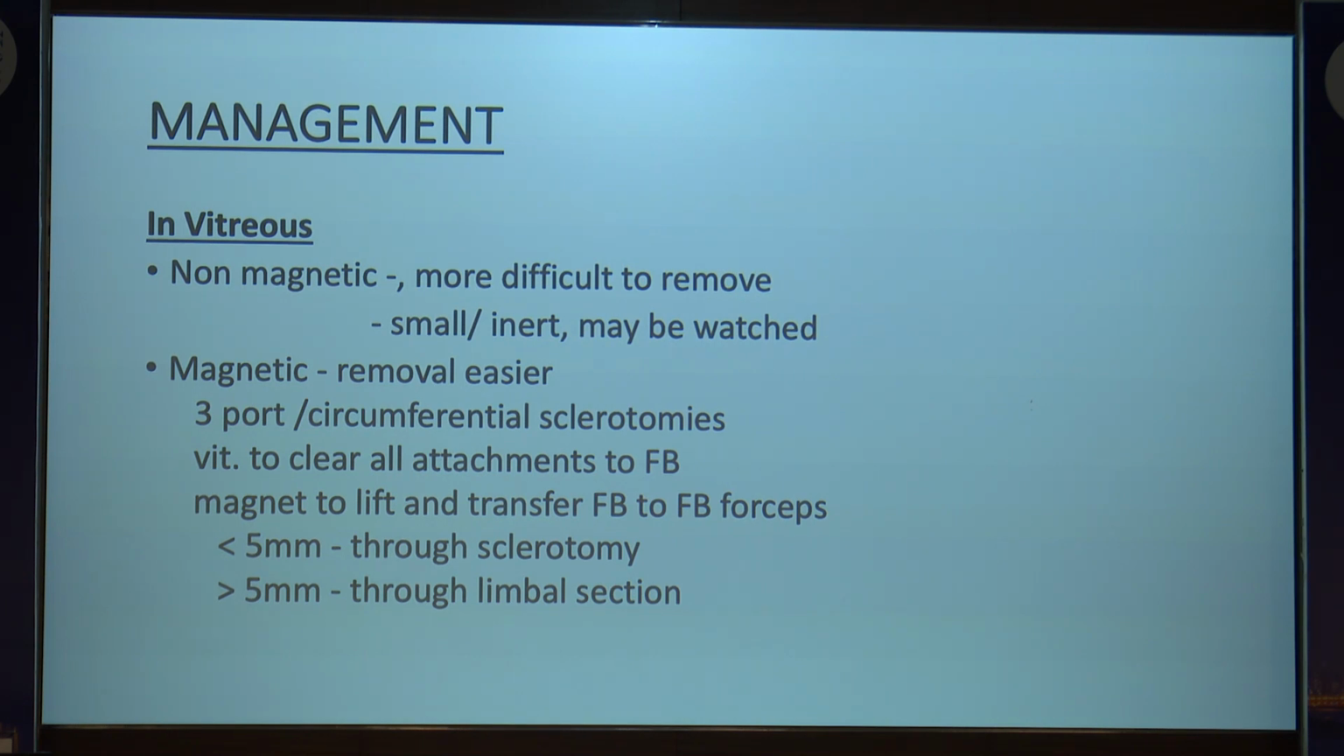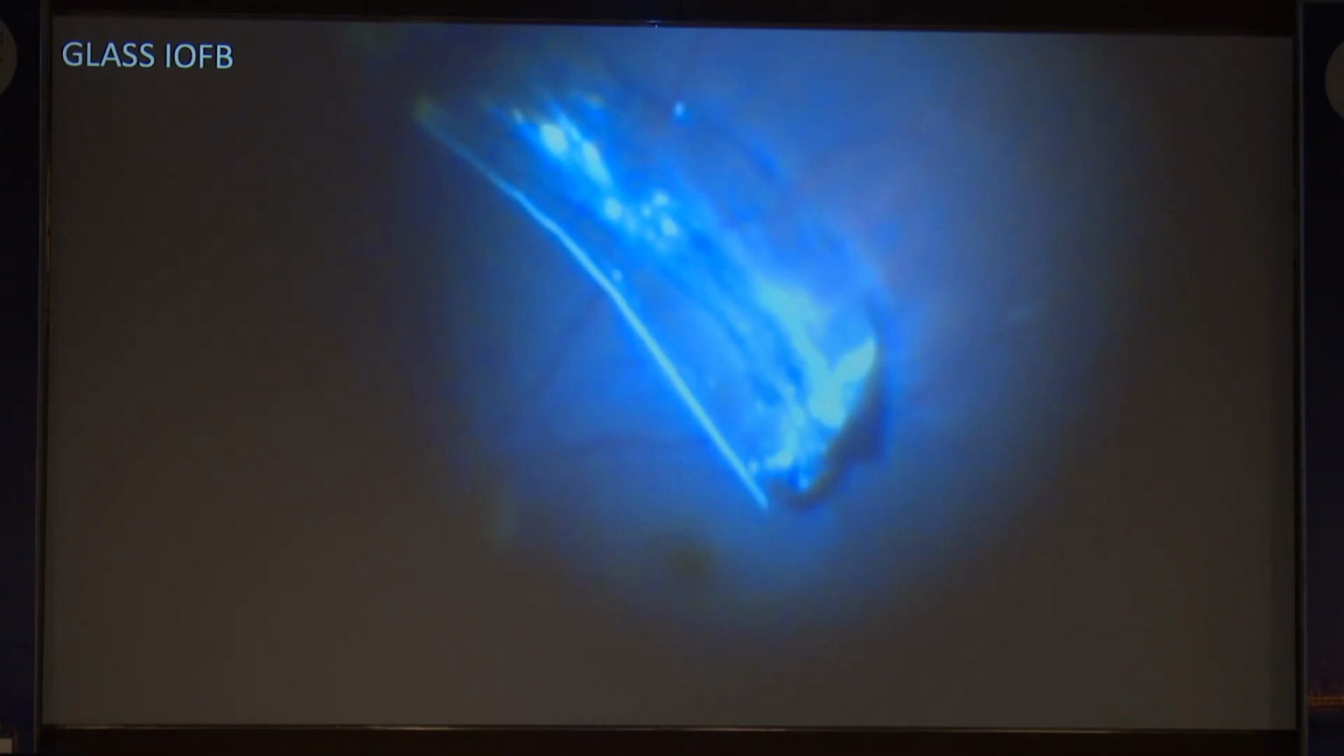And there's no one way of treating foreign bodies. Each one is so different, as I'm going to show with subsequent videos. If it's usually less than 5 millimeters, we would prefer to remove it by extending the sclerotomy that you've entered for the 3-port vitrectomy. Or if it's more than 5 millimeters, you would want to do a limbal section.